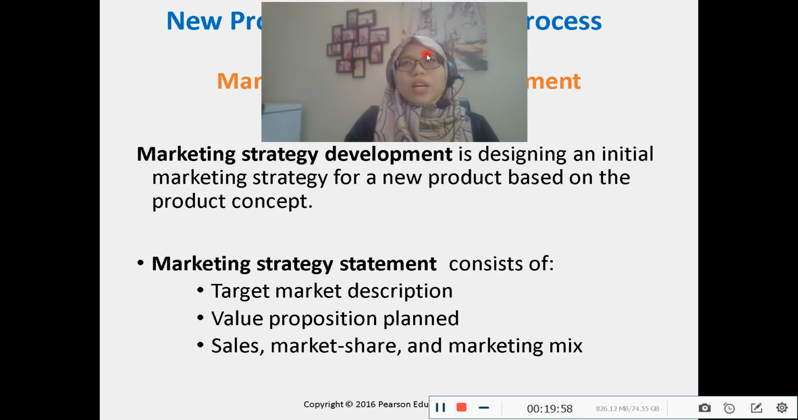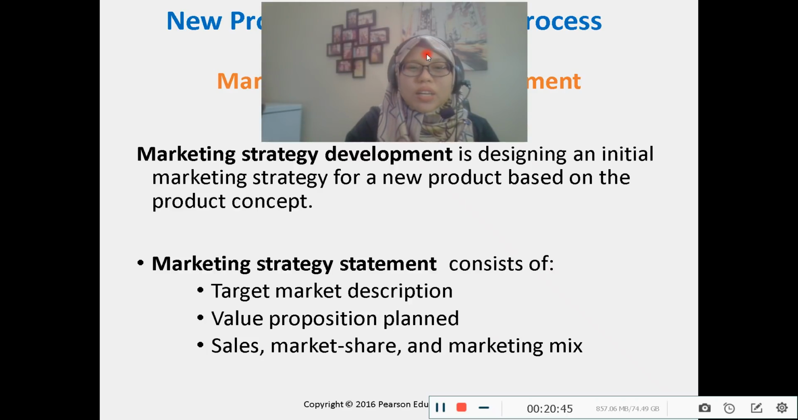Okay, so now we have come to the stage where you have to really look into your marketing strategies. Saya tak payah nak terangkan terlampau panjang. When it comes to marketing, definitely you need to know your target market, you need to know your value proposition. Awak setiap kali nampak marketing, okay, you have your own target market and you have your own value proposition. When it comes to marketing, it's about your target market and value proposition.